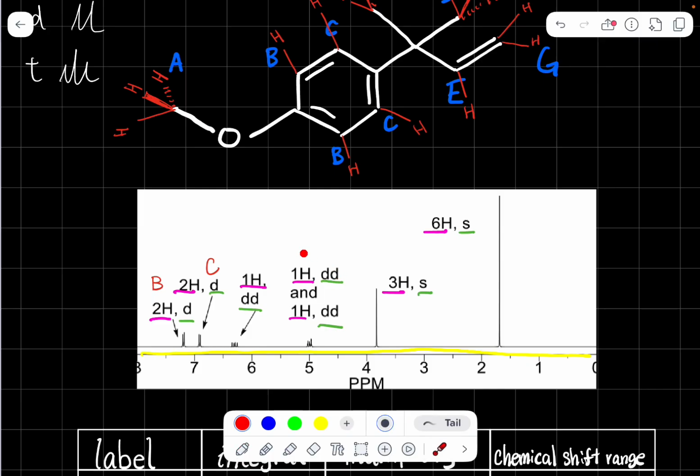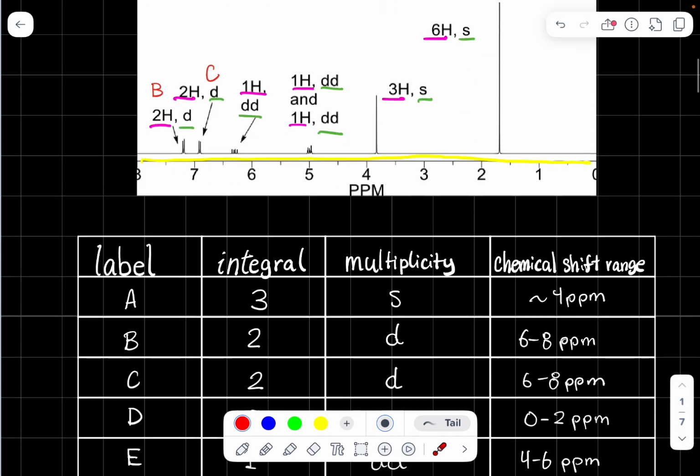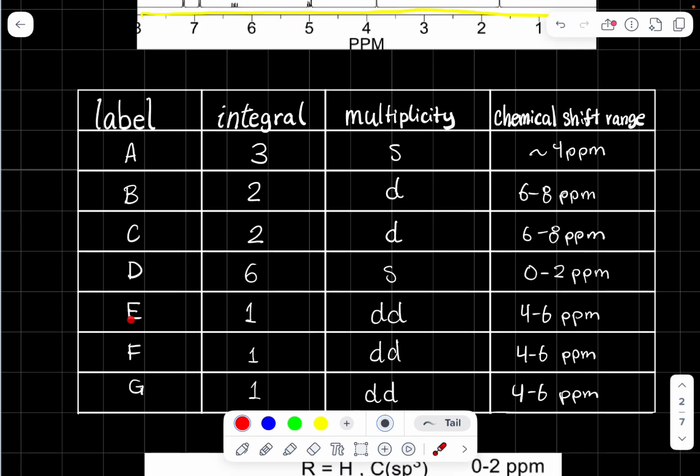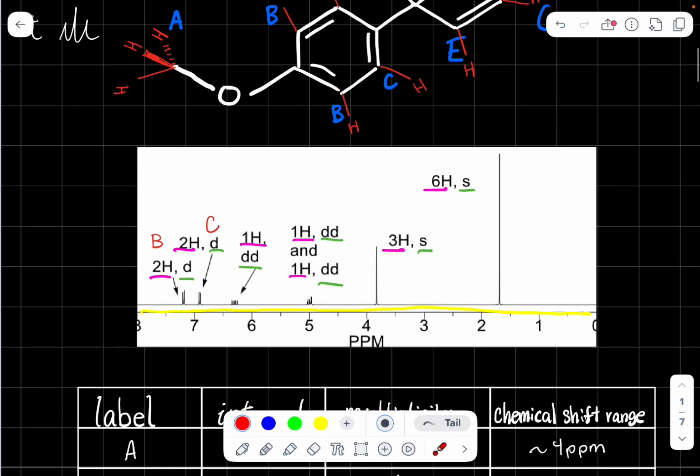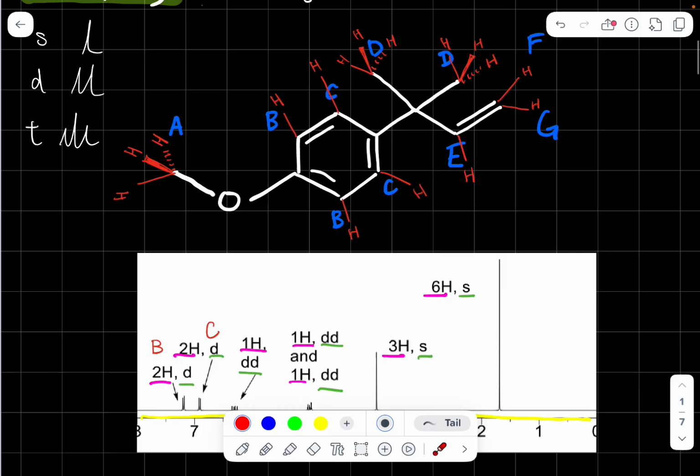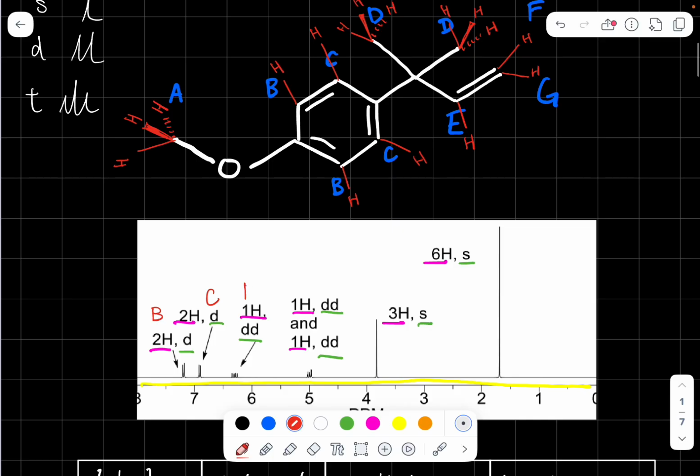Next, we have these 3 doublets of doublets, which must correspond to E, F, and G. To distinguish them, we can again look at the chemical shift. This doublet of doublets has a higher ppm than these two, and that must be label E because it is closer to the electronegative atom. So we're going to label this E, and we can group these two as F and G.